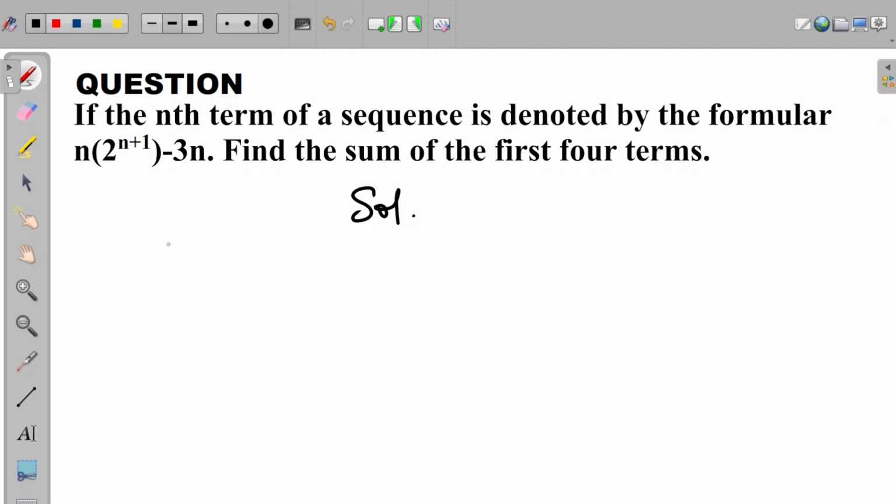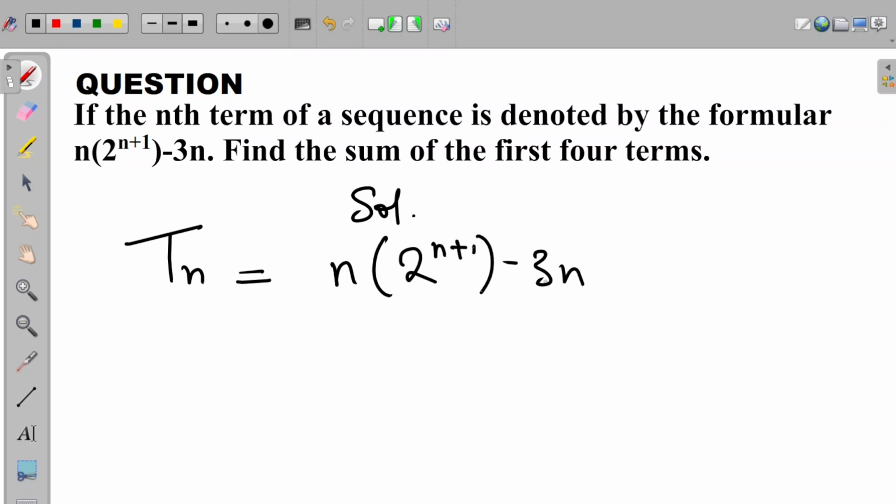So we're given that the nth term of this sequence is n multiplied by 2 to the power n plus 1, close the bracket, minus 3n. So we are asked to find the first 4 terms. So we are asked to find the first term, the second term, the third term, and also the fourth term.